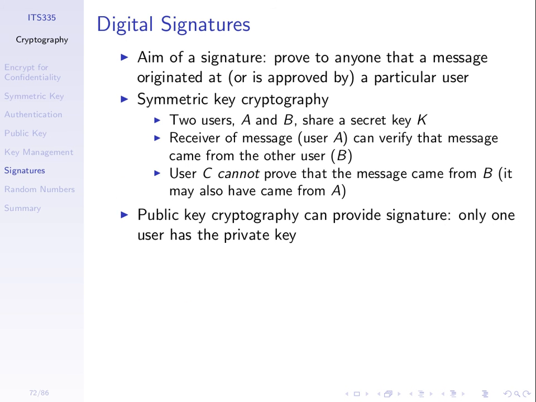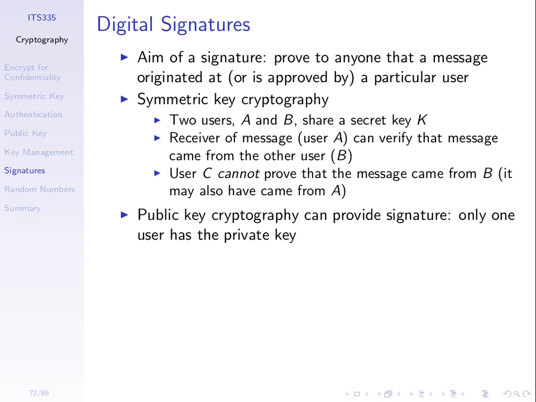The aim of a digital signature is to be able to prove to anyone that a message originated from someone or was approved by a particular user. It's a digital form of our handwritten signature. When you sign a piece of paper, the idea is that that acts as evidence that you agree or you approve of that document. You sign it, later someone can see this document has your signature, they can prove that you agreed to that. That's the idea of a signature. We want the same concept for digital data.